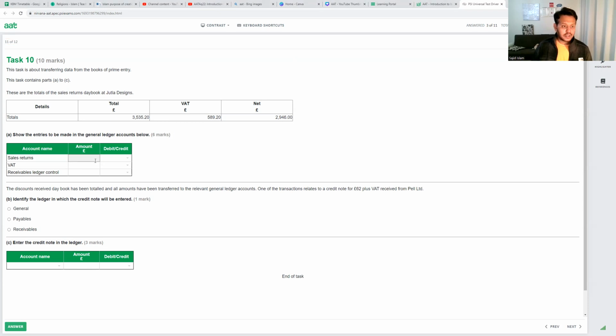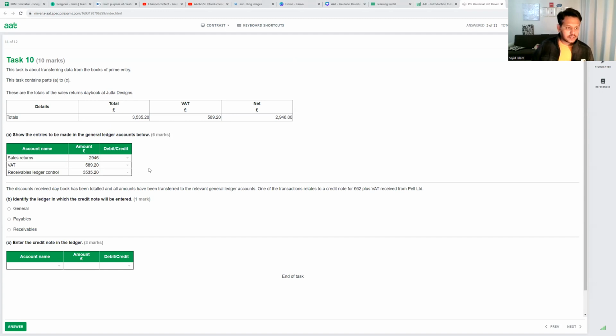So that will be 2,946. And the VAT will also be debit, because when you return, I'm not going to pay the VAT for that to HMRC. The customer returned to me, so I'm not going to pay VAT for that. And the receivables ledger control account, or sales ledger control account, will be credit. That's the total amount, 3,535.20.